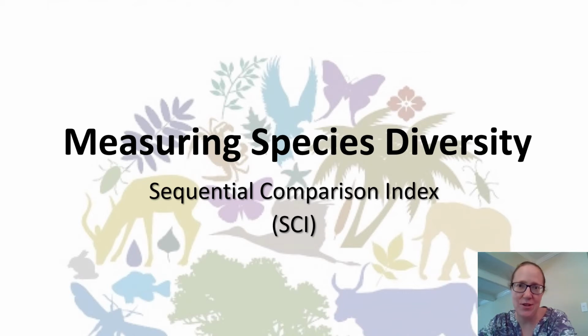Today's lesson is going to be about something called Sequential Comparison Index. It is a tool that field biologists use to measure species diversity, basically seeing how diverse a population is, how many different species are available in the environment, and using that as an indicator of ecosystem health. So here we go.